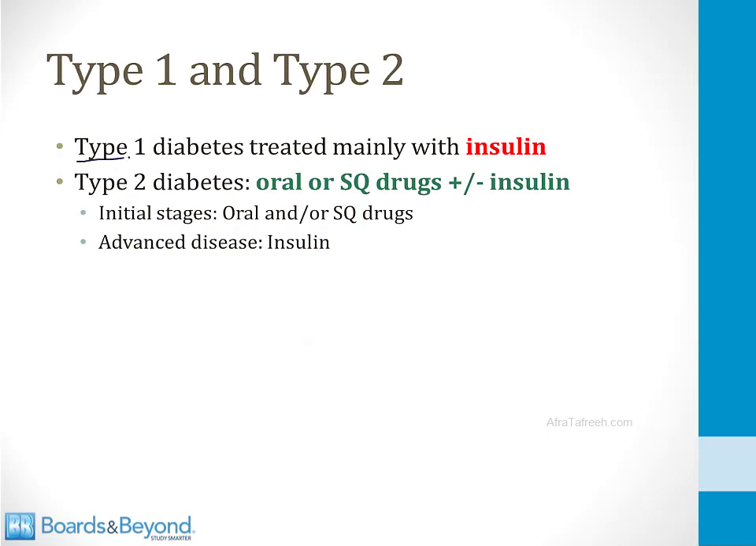So in type 1 diabetes there is a loss of insulin producing cells in the pancreas, so the mainstay of treating type 1 diabetes is with insulin therapy. Children who are type 1 diabetics need lifelong insulin therapy.